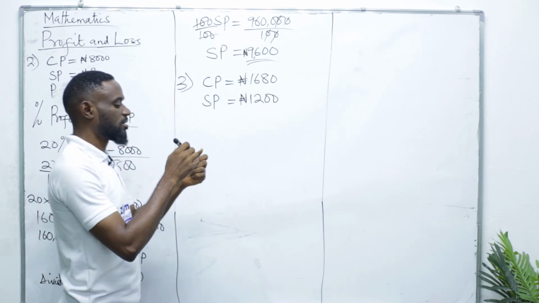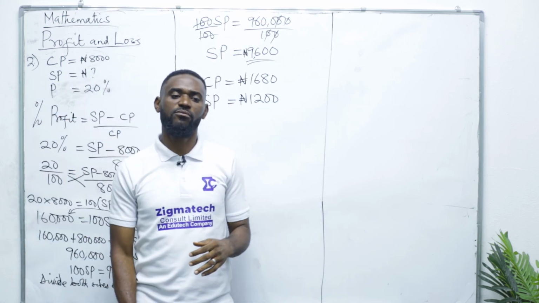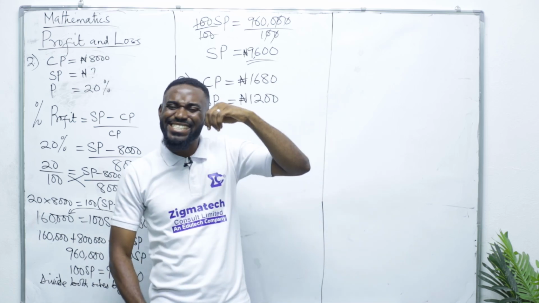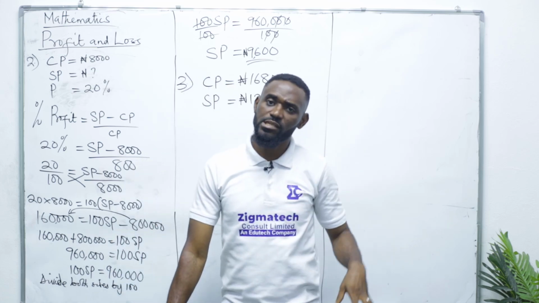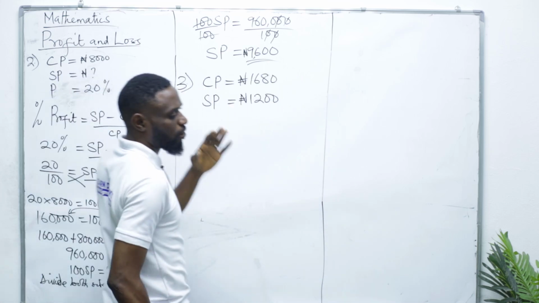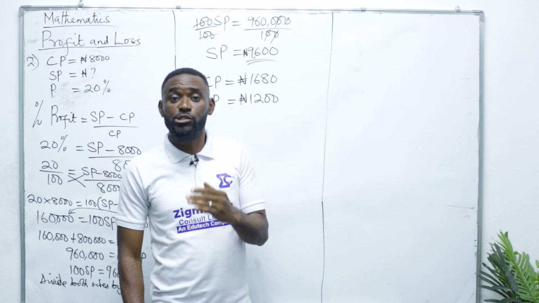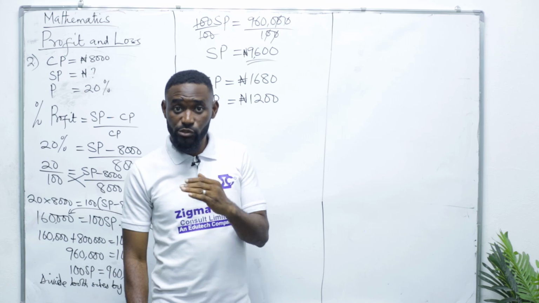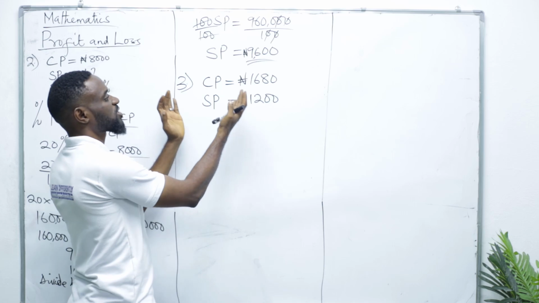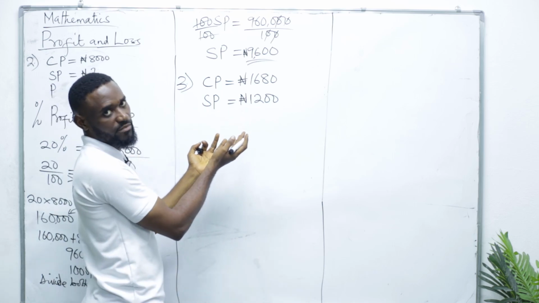1,200. Obviously, this person made a huge loss. But they are not asking us for the loss. They are asking us for the percentage of the loss he made. Is that okay? Now, for us to know the percentage loss, we must first of all know how much loss he made. Do you understand the point now?